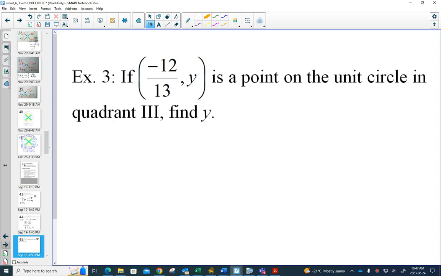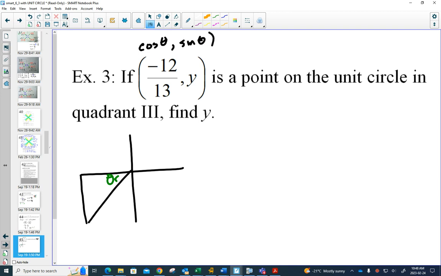So if negative 12 over 13, comma y is a point on the unit circle, in quadrant 3, find y. So a couple of ways that we could go about doing this one. The way that I like the most is to draw a triangle. You know that it's in quadrant 3. Draw it back to your nearest x-axis. That allows you to label your reference angle. And using your big idea, you know that the x-coordinate is cos of theta, and the y-coordinate is sine of theta on your unit circle.